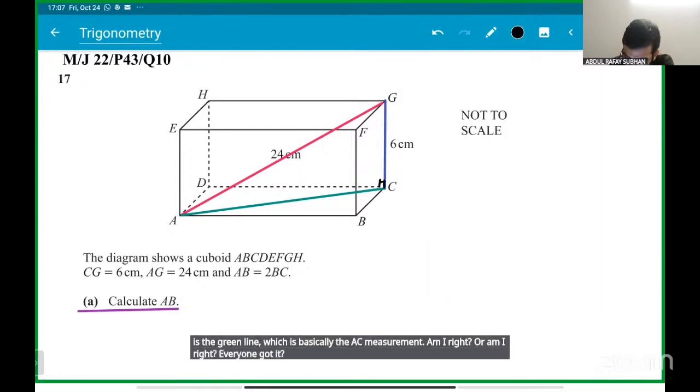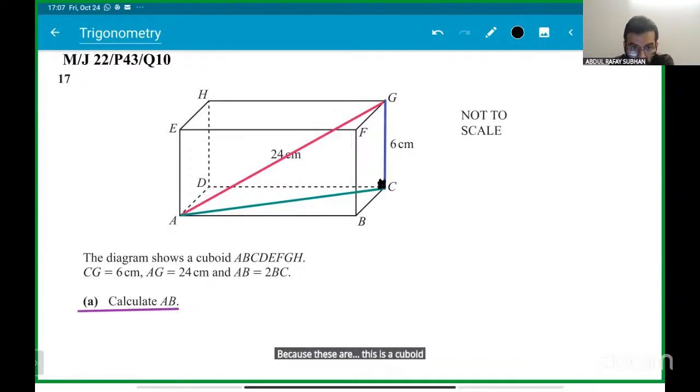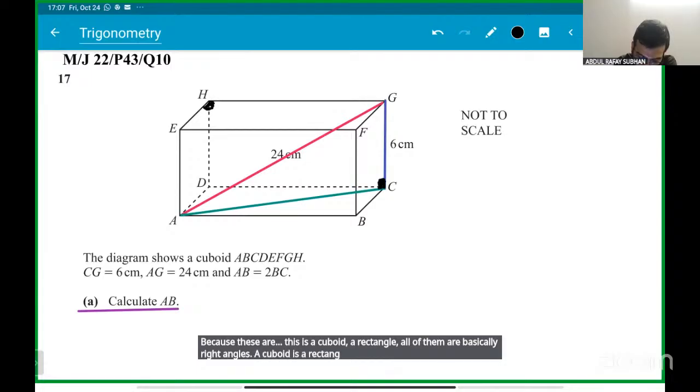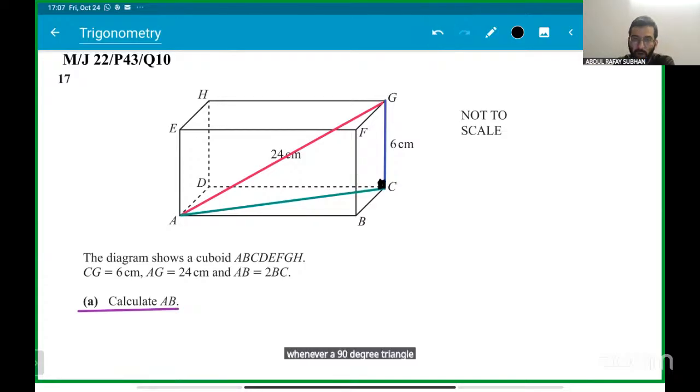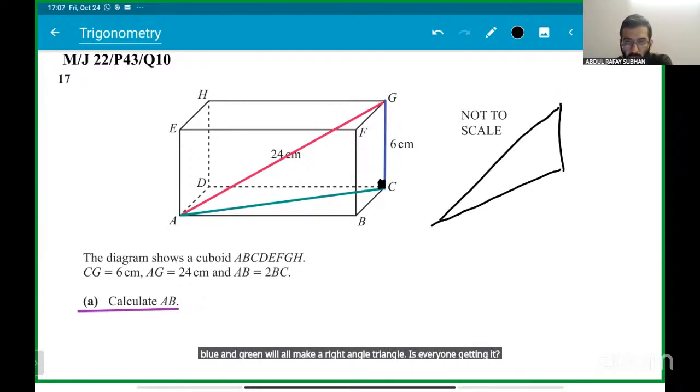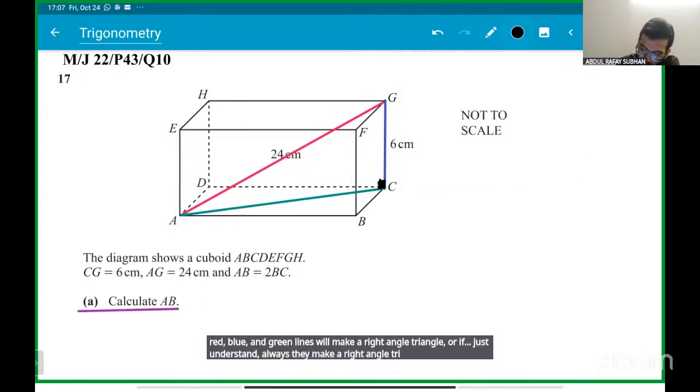Everyone got it? Because this is a cuboid, the base is a rectangle, so all of them are right angles, all of them will be 90 degrees. Whenever a 90-degree triangle can be formed, as you can see, red, blue, and green will all make a right angle triangle. Is everyone getting it? So sir, we can find the AC measurement first, and then we can look at something later. Okay, what's the requirement next?